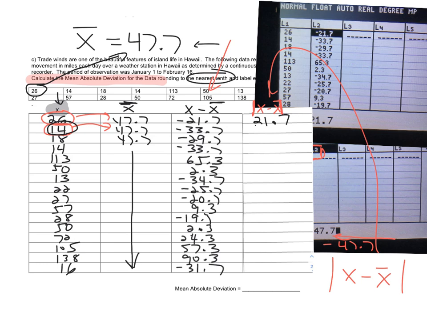14 is 33.7 away from the mean. So 14 is 33.7 away from the mean data value. So what you're going to do is make all these numbers positive. And we're going to have to fill in this column in a second, but we're going to have to do this on our calculator as well.